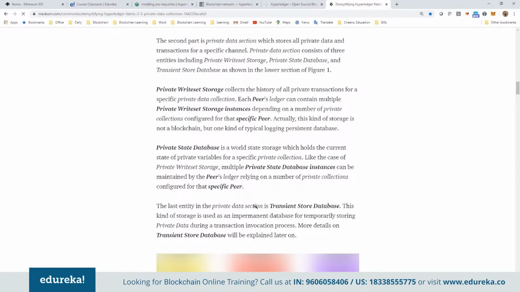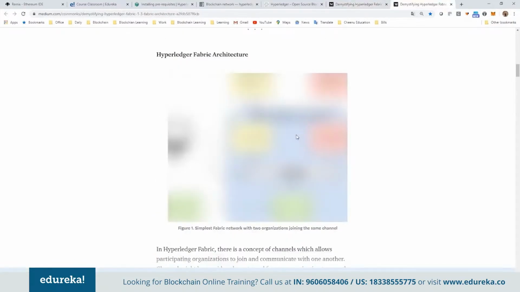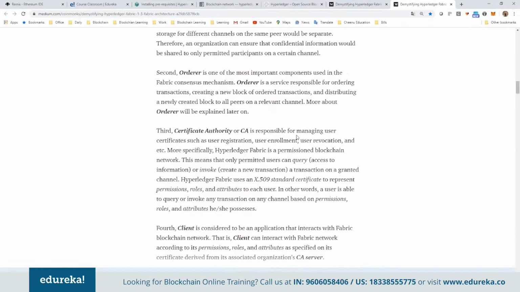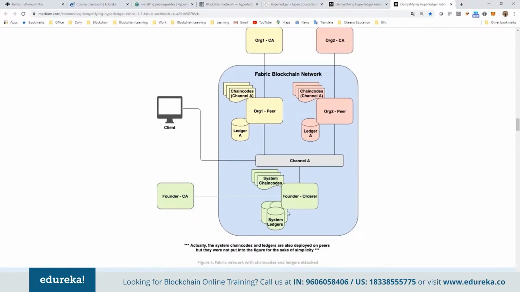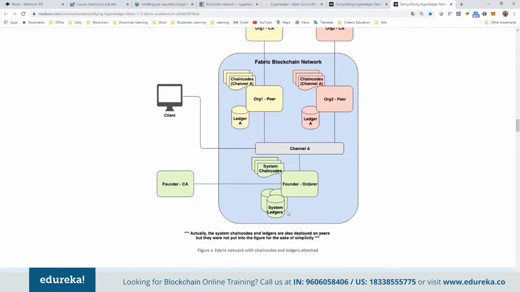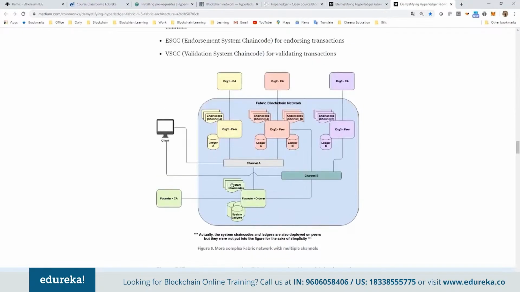So if you really want to see how the Fabric architecture looks like, you should actually refer to the diagrams which are there here. This is how your typical architecture looks like. You have a chain code installed at endorser nodes, and then you can have different channels and you have the ledgers. Based on the complexity of your design, you can have various kinds of architectures. This is the most complex one that you can imagine.